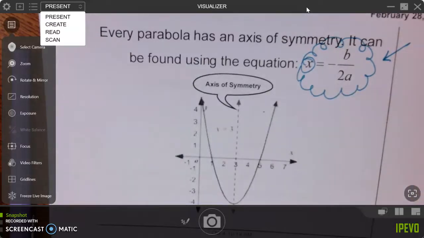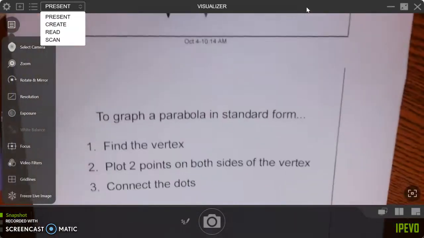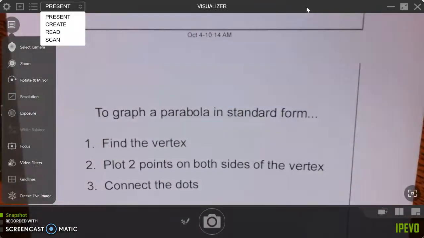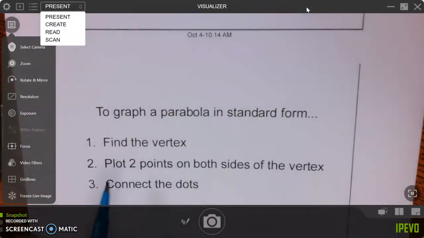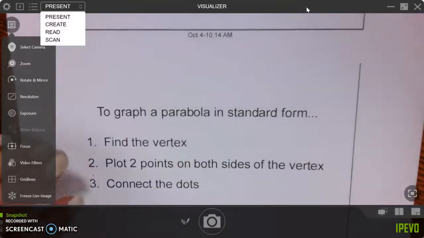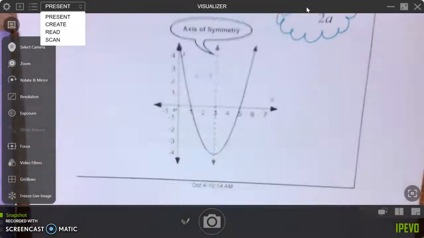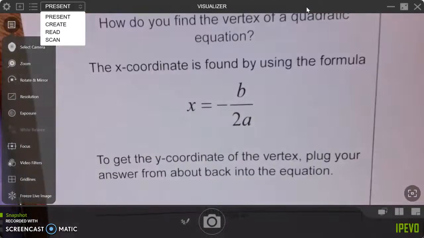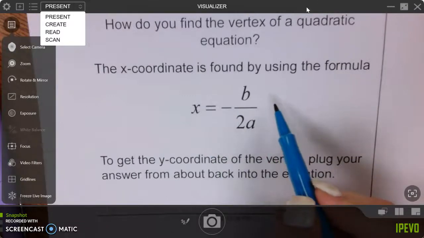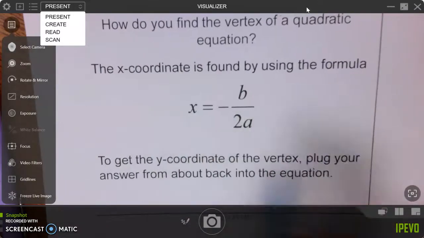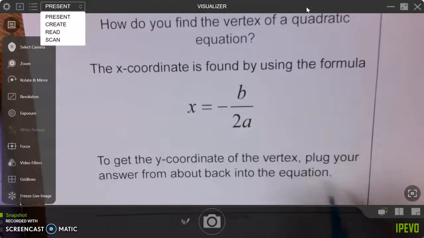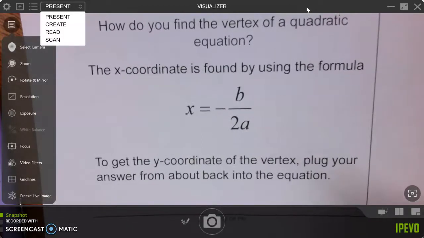So to graph a parabola in standard form, number 1, find the vertex. Plot 2 points on both sides of the vertex and then connect the dots. So let's try 2 examples. First thing, after you find your x value using this formula, to find the y value, you plug your answer back into the equation, and I have kind of a shortcut for that as well. All these notes are online.